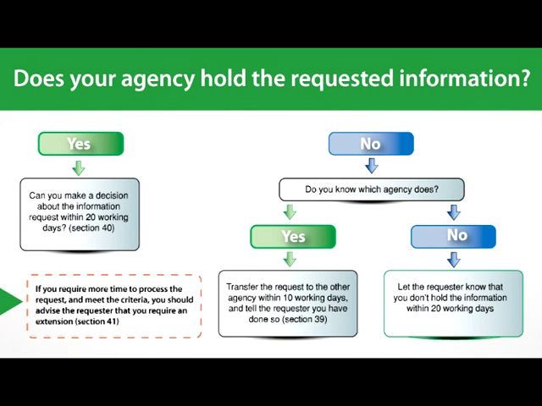If your agency does hold the information, then ask yourself if you can make a decision about the information request within the timeframe set out in the Act. The Act specifies various timeframes for responses to personal information requests. If you can't meet these timeframes, then there are extensions available, but these need to be reasonable in the circumstances.